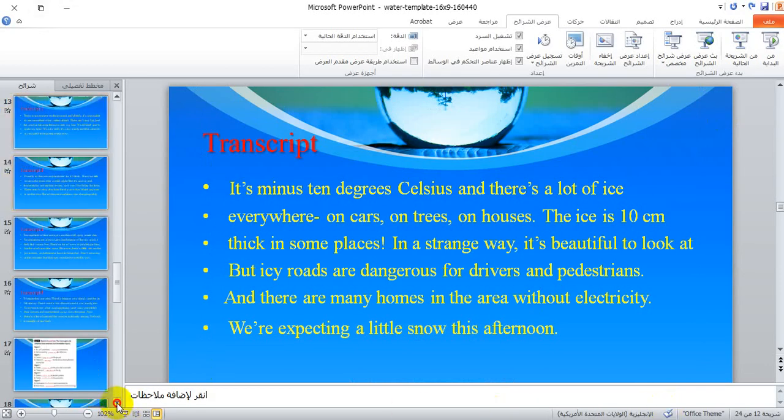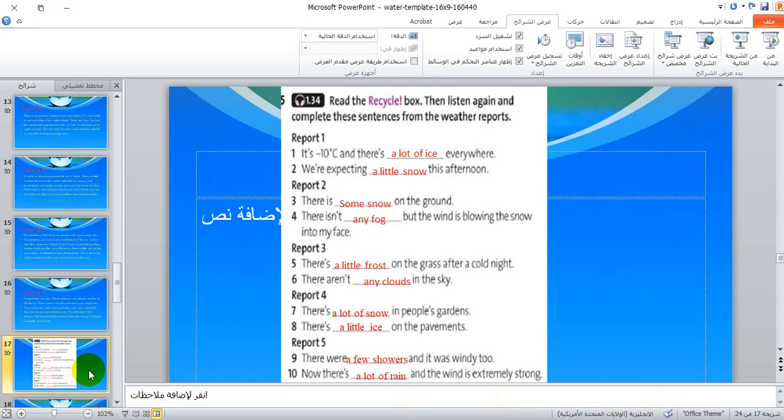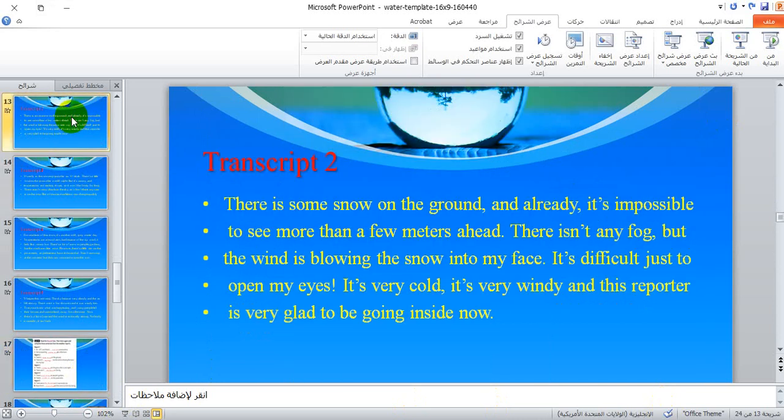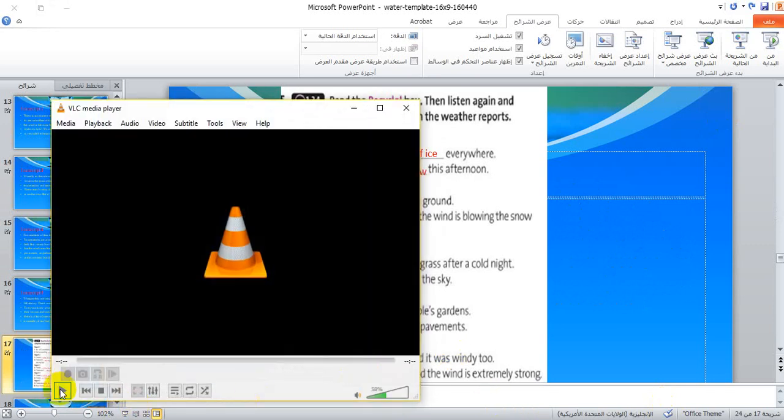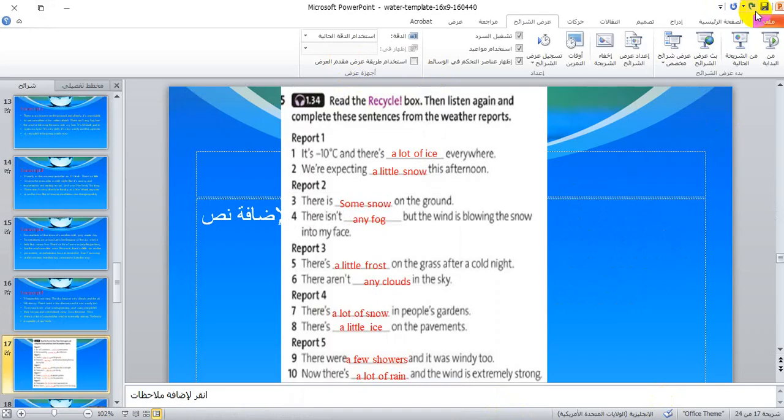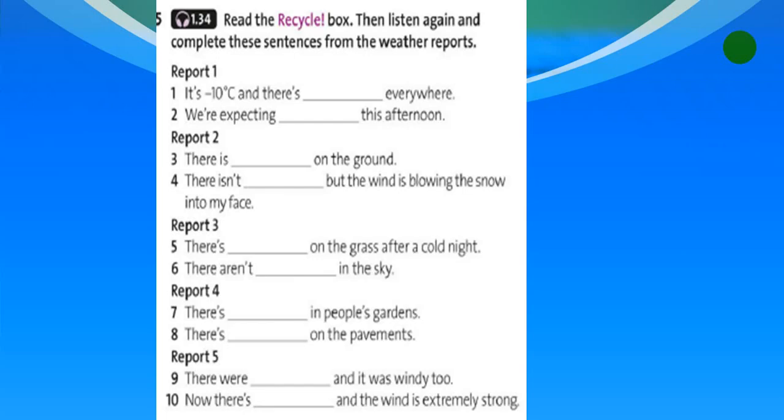Now we have to listen again because we have another activity to do. But this time we will listen without looking at the words. Unit 4, Lesson 4A, Exercises 4 and 5.